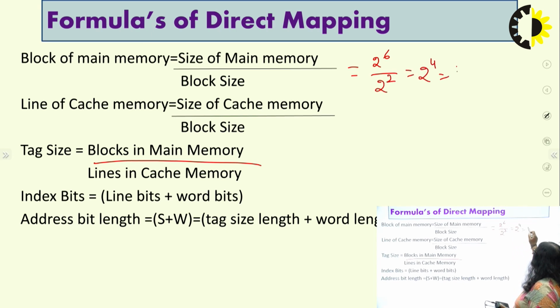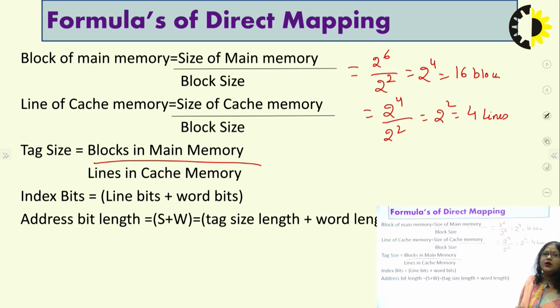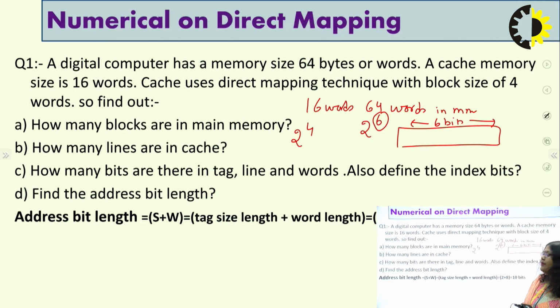That means 16 blocks in main memory. How many lines in cache? Size of the cache memory is 2 to the power 4, that is 16, divided by 2 to the power 2. So it is 2 to the power 2, that is 4 lines in cache. So this is the 2A and B part solved.